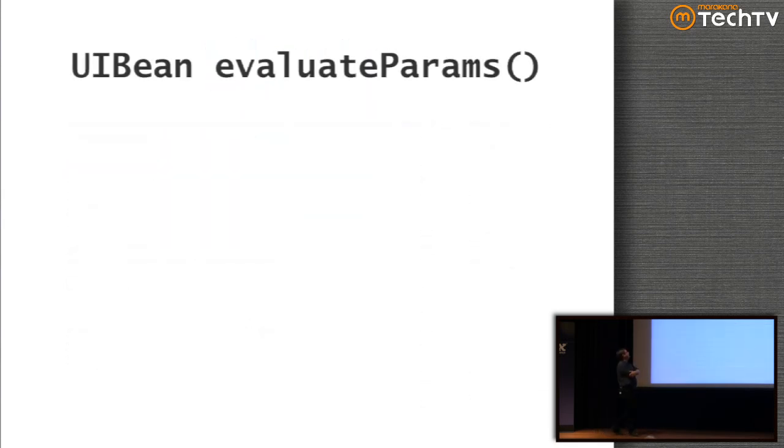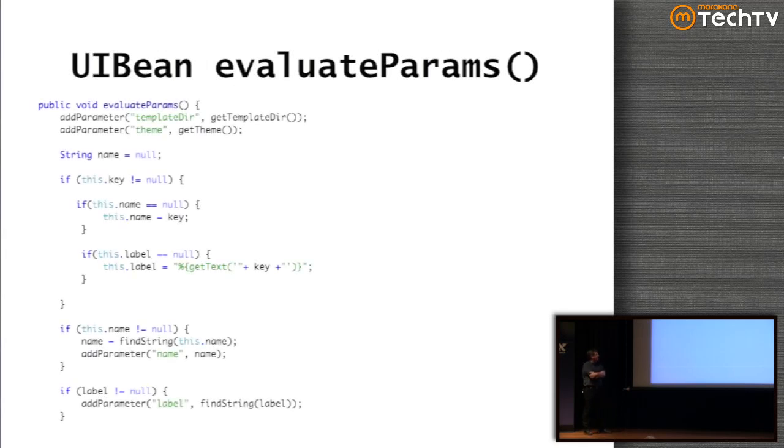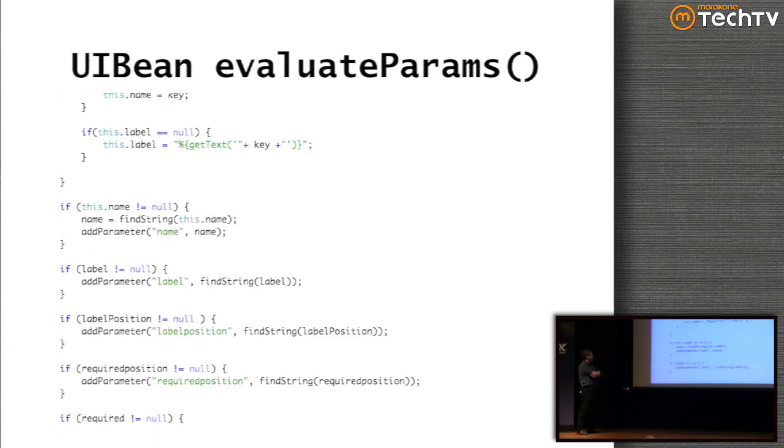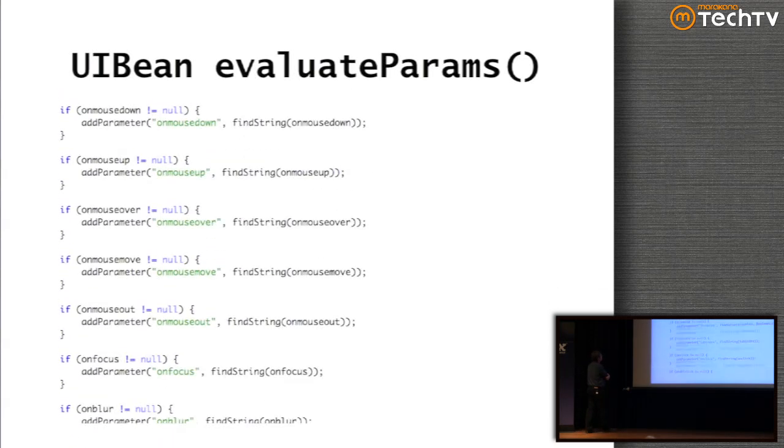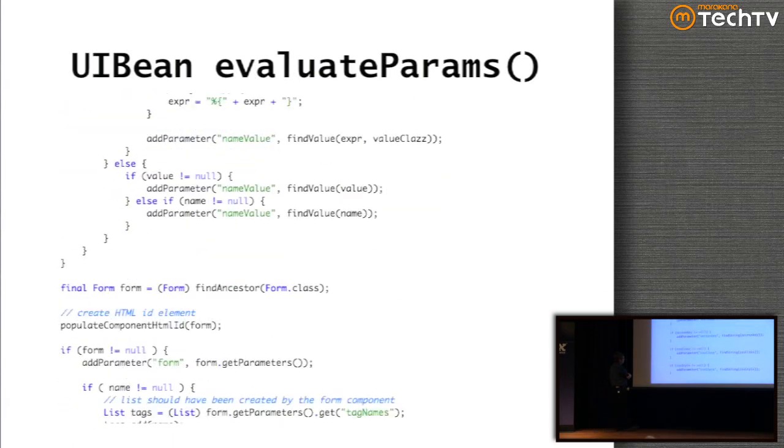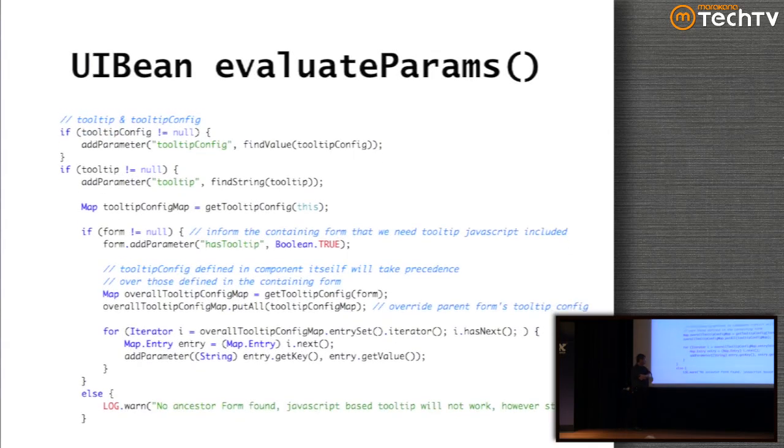So I start poking around in UI bean. I keep meaning to add the Final Jeopardy music to this part of my presentation. I keep forgetting, so if you would just hum the Final Jeopardy music to yourself as we look at the lovely evaluate params method in UI bean and Struts.